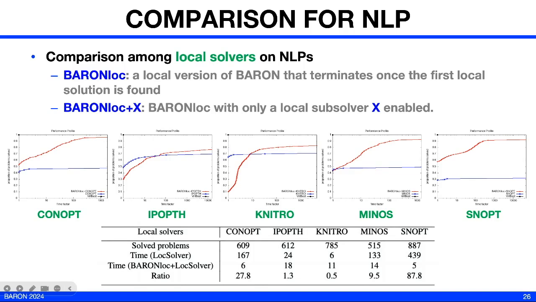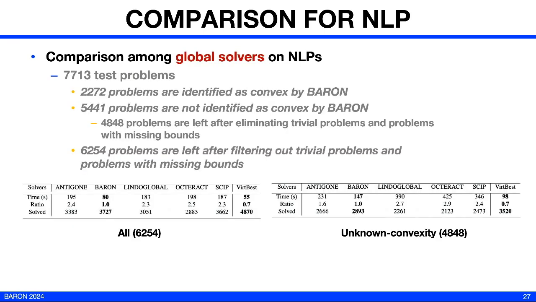Then we can see Barron lock is ahead of CONOPT and SNOPT with the help of its own reduction techniques, but there is a little bit of overhead in Barron lock compared with IPOPT-H and Knitro. So once the reduction techniques in Barron lock are embedded inside IPOPT or Knitro or the other local solvers, we are expecting the local solvers to behave more efficiently and to solve more problems.